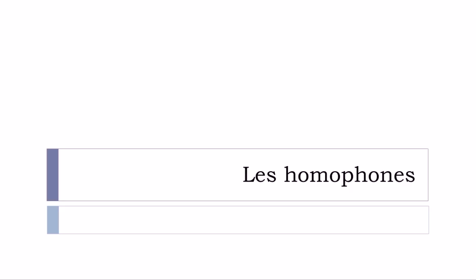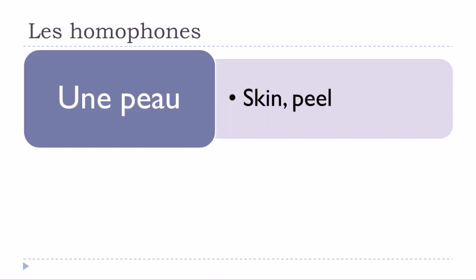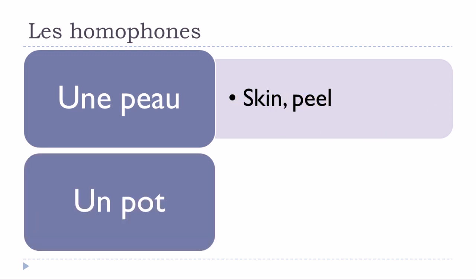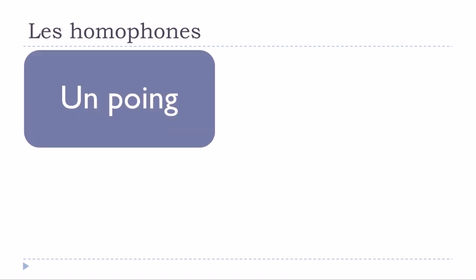Les homophones, so it's the fourth video covering this topic. Remember, les homophones, we're talking about words that are pronounced the same way but written differently, and of course the meaning is different. Okay, so we'll see 10 of them in this video. So let's start with the first one. Une peau. And here you have the meaning in English. Une peau. Un pot. Okay, so une peau, un pot. Un point.